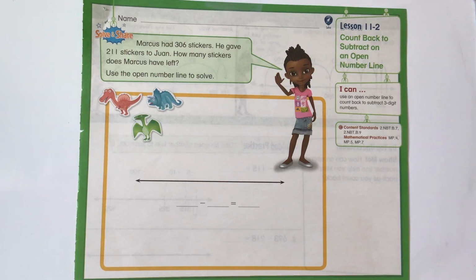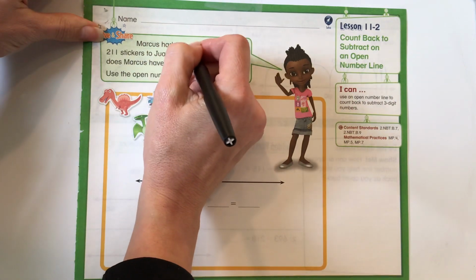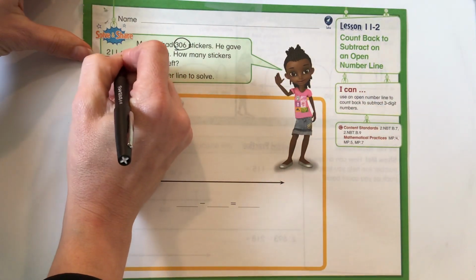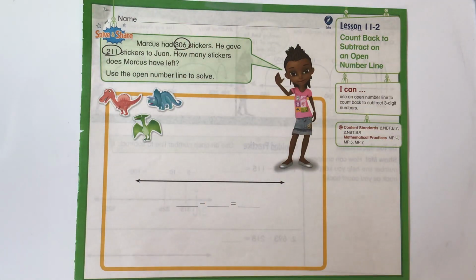All right, we're taking a look at lesson 11-2 for second grade. We're going to be counting back and subtracting on open number lines. So Marcus had 306 stickers. He gave 211 stickers to Juan. How many stickers does Marcus have left? Use the open number line to solve.